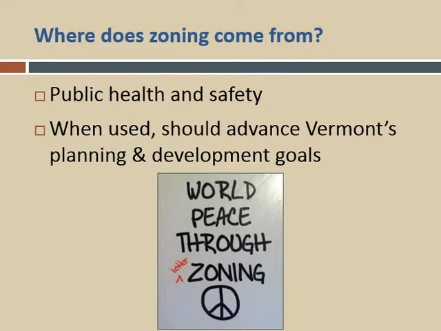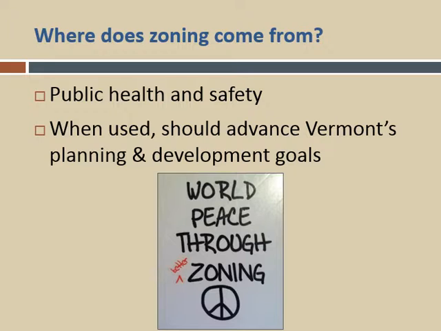So where does zoning come from, and why is it allowed in the first place? Why are towns allowed to regulate private property? The purpose of zoning is to help towns to protect health, safety, and welfare. Its origins are actually from the early 1900s for public health and safety. It has a long history in Vermont and elsewhere, and has been determined by the U.S. Supreme Court to be constitutional.